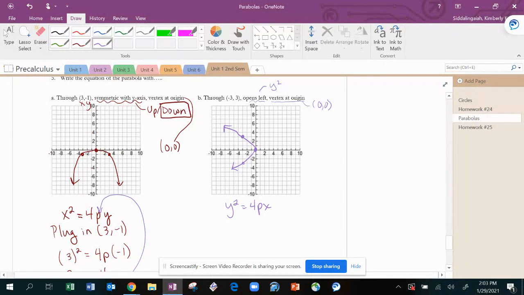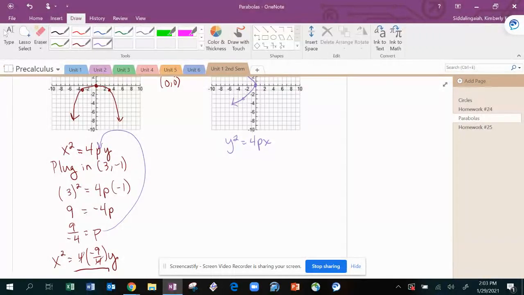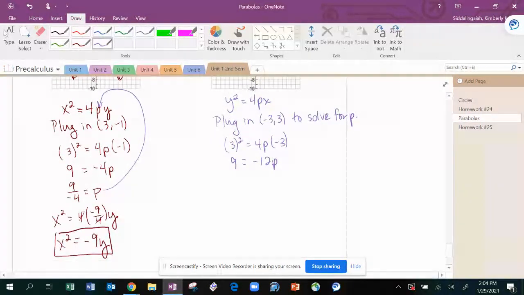So I would be done, but I don't know what p is. So kind of like with the last one, I'm going to plug in that (-3, 3) to solve for p. So this will be 3 squared equals 4p times negative 3. So 9 equals negative 12p. So if I divide by negative 12, that's what negative 3/4 is our p-value.